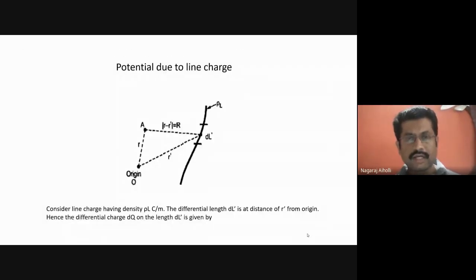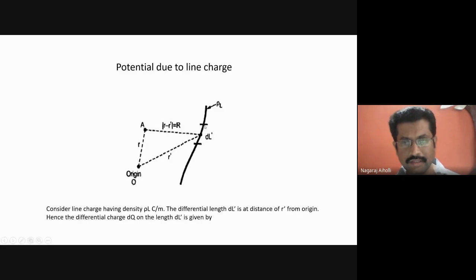Okay, all right. So we're discussing the topic on potential. Next is potential due to line charge. Consider the line charge with the line charge density rho_l coulomb per meter. Line charge density is nothing but charge per unit length, rho_l coulomb per meter.